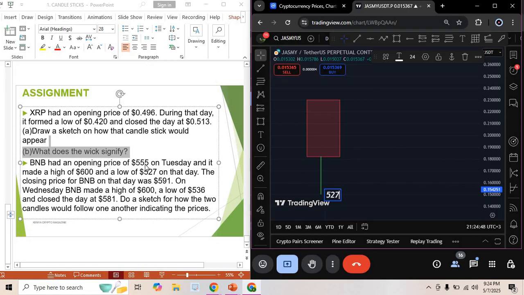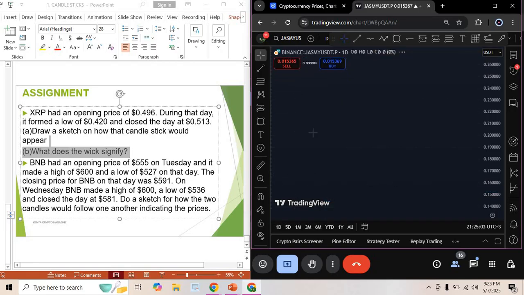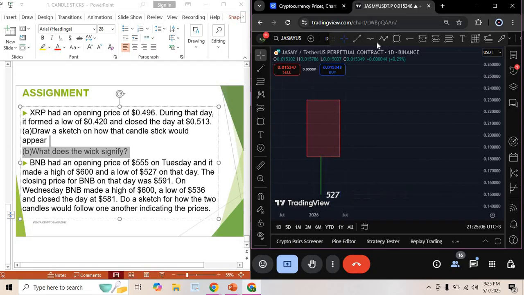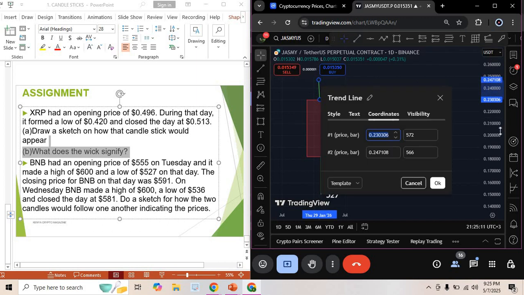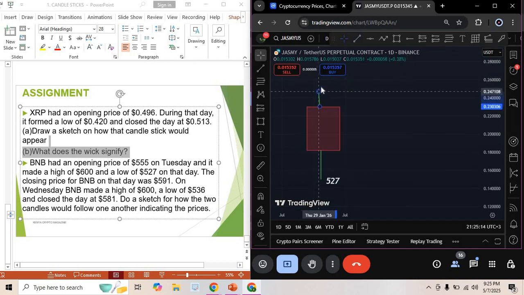So the opening price is 555. And the closing price is what? BNB had an opening price of 555 on a Tuesday, and it made a high of 600 and a low of 527. So it also has an upper wick, and that upper wick's price is 600. An upper wick of 600 USD. But the opening price is 555.